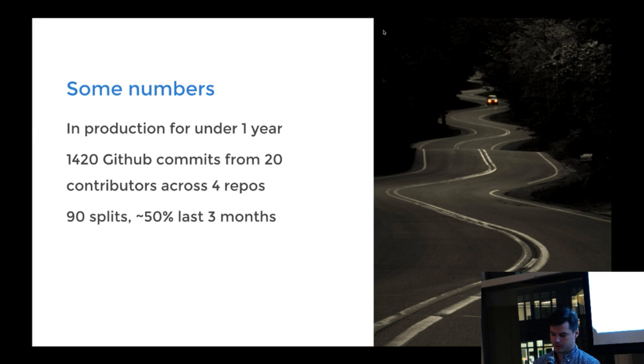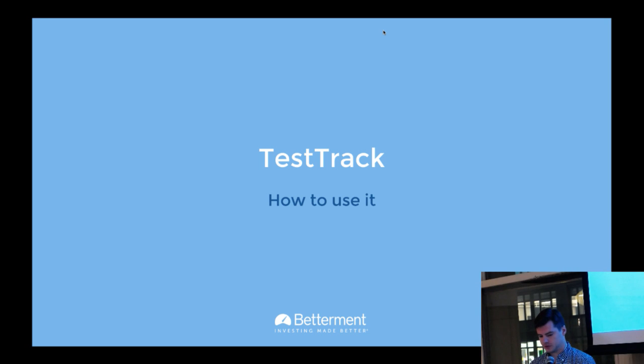Some quick numbers. We've been in production for a little under a year. We've got somewhere around 1,500 GitHub commits, 20 different contributors. We've run about 90 splits, which seems like a kind of low number, and it is. About half of that has been in the last 3 months as we migrate off of the legacy system that John was talking about. So we're leaning against this harder and harder, and the more we do, the more we like it.